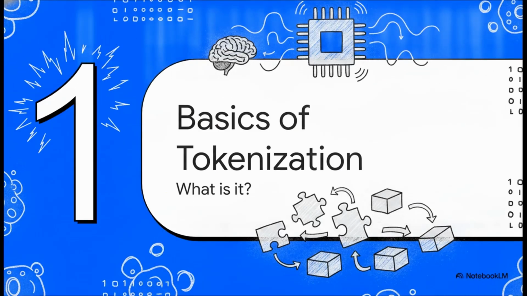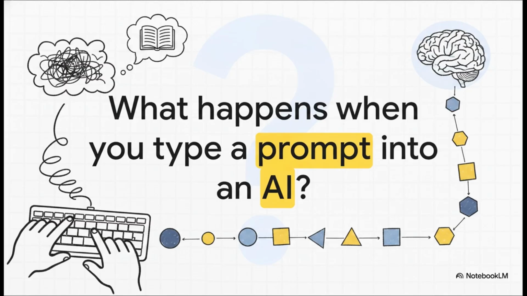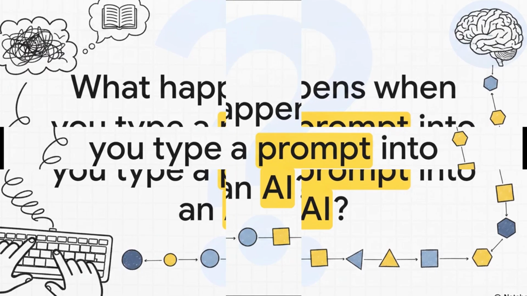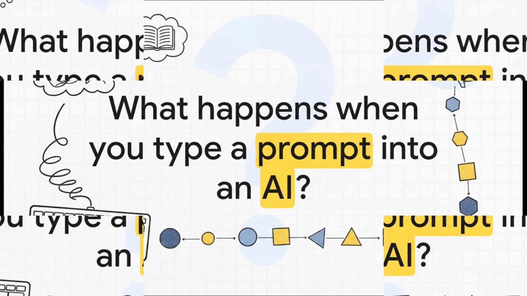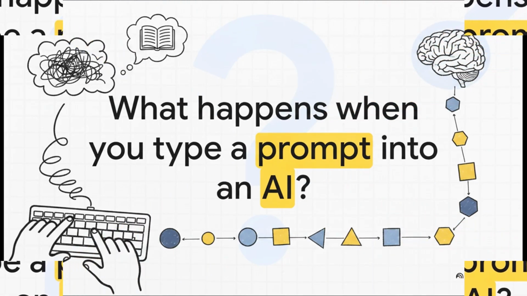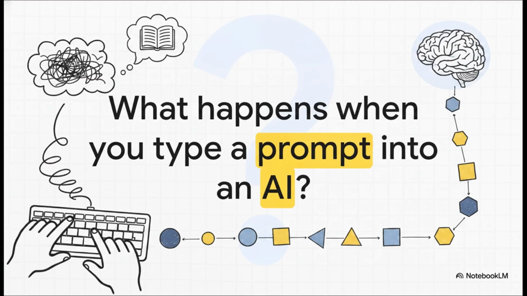All right, Section 1, the basics of tokenization. So, I want you to ask yourself this: what actually happens when you type a prompt into an AI? You probably think large language models just read words exactly like we humans do, right? You type a sentence in, it reads the sentence. But no, they actually read something entirely different. They don't process language as some fluid stream of letters. They require a highly structured translation first.